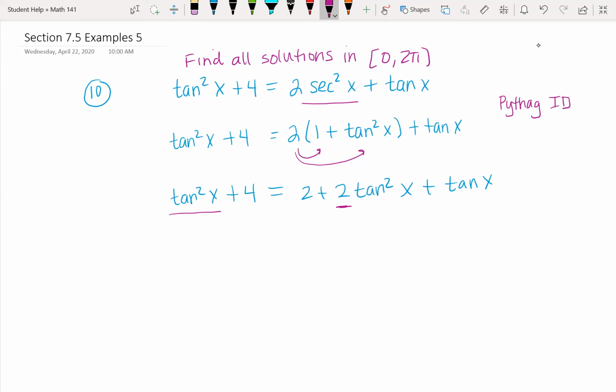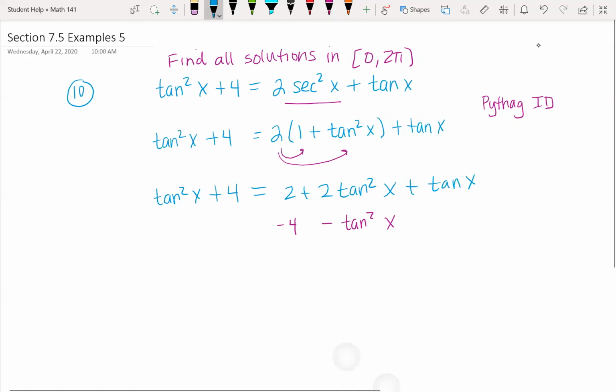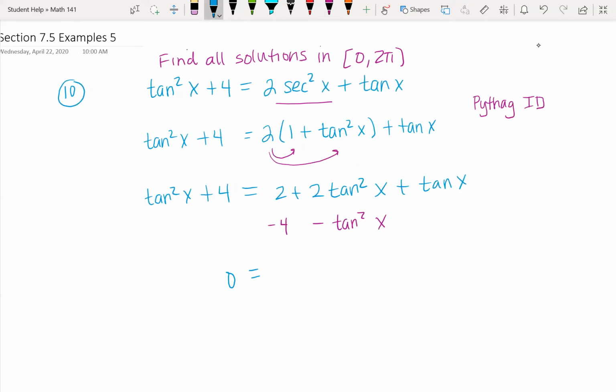So I'm going to subtract 4 here, and I'm going to subtract tangent squared x here. So we're going to end up with 0 equals -2 plus tangent squared x plus tangent of x. And then rearranging, I have tangent squared x plus tangent x minus 2.